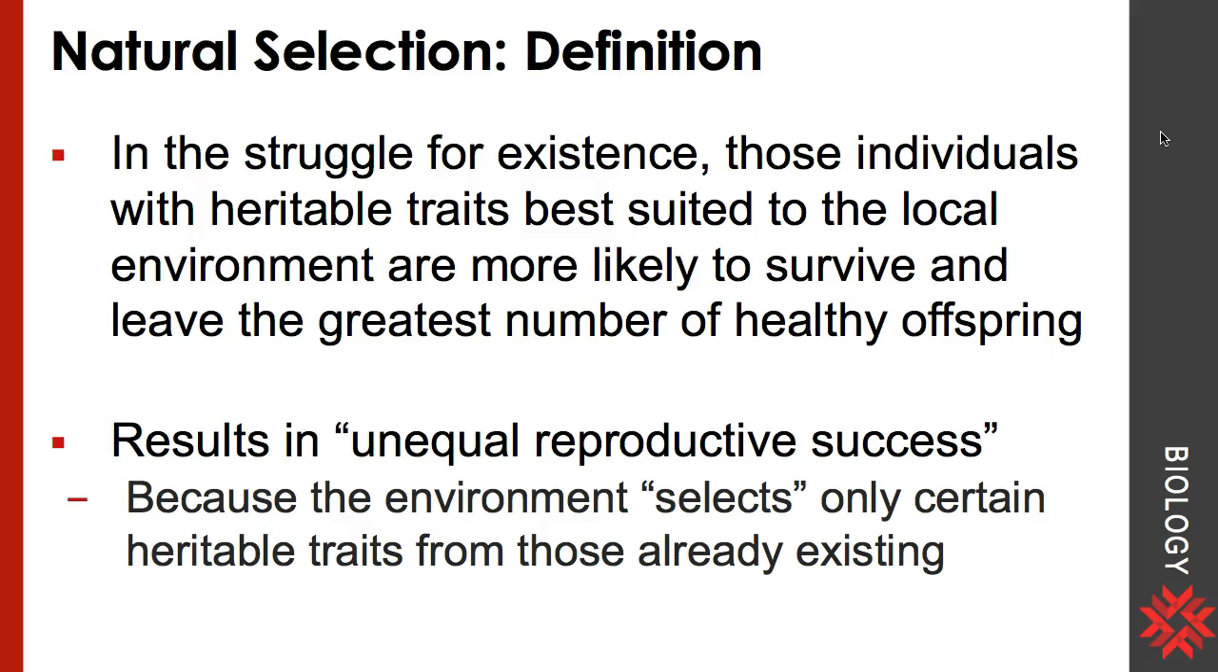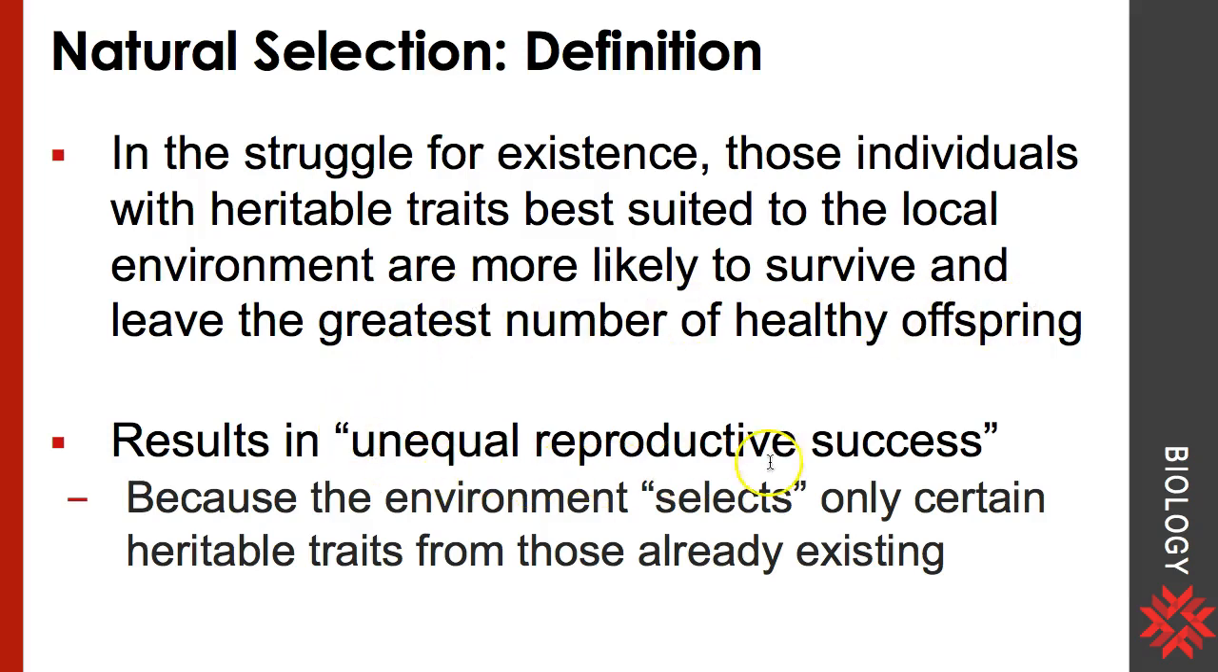So again, those traits have to be heritable, meaning that they can be passed down to their offspring. If they aren't heritable, then it's just going to end. That green color would just end at that generation. But if the mutation happens in the DNA and is able to pass down to the next generation, then that green trait will persist in that population and eventually increase over time. Those organisms that are most suited to the environment leave the greatest number of healthy offspring.